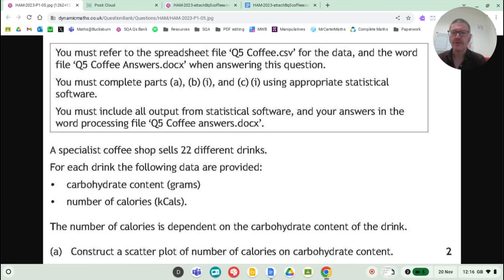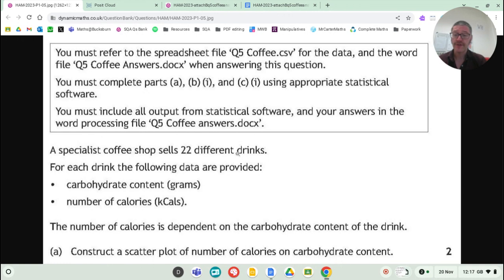Question 5 in the 2023 Higher Applications of Maths past paper. Right at the top here, we've been told to refer to a CSV file and to answer in a Word doc. We've been told to use the appropriate statistical software and to include all output from the statistical software and our answers in the doc. So no written answers here.